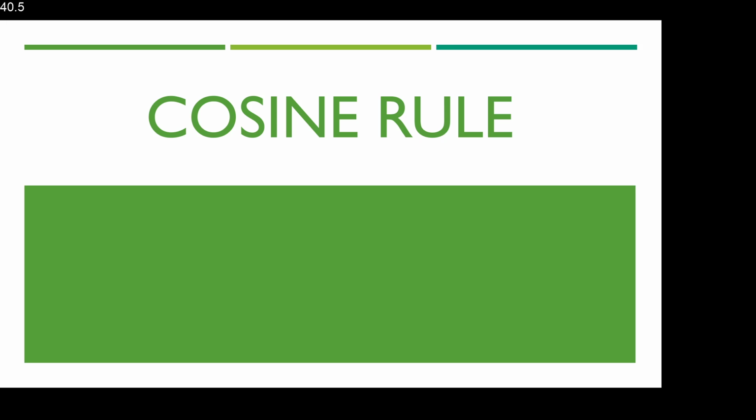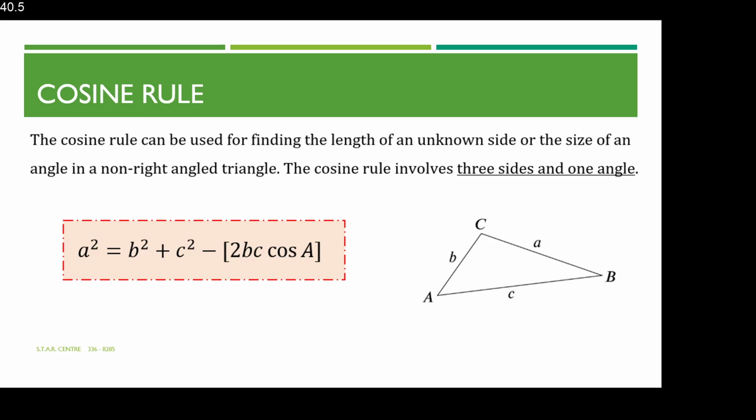Okay, now we are going to look at the cosine rule. The cosine rule can be used for finding the length of an unknown side or the size of an angle in a non-right angle triangle. So far the information is the same as the sine rule. However, the difference is that the cosine rule involves 3 sides and 1 angle. So in comparison, the sine rule involved 2 sides and 2 angles, the cosine rule involves 3 sides and 1 angle.